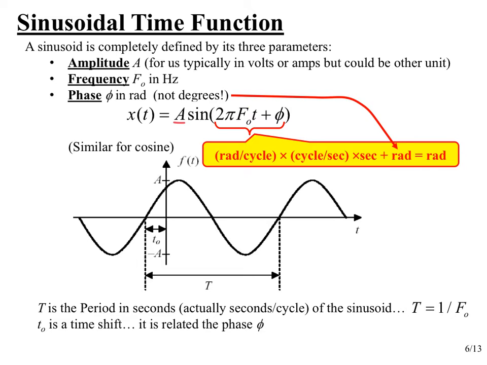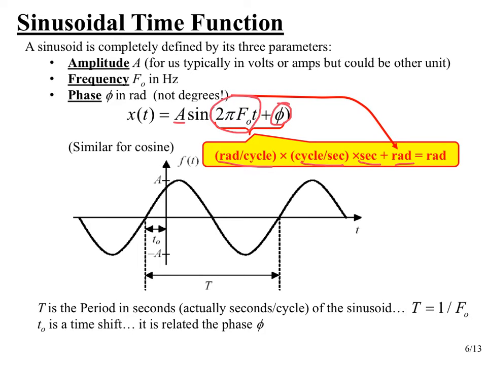So the 2 pi f0 must be in radians per second, and from that we can work out that f0 itself must be in cycles per second. So then we basically have radians per cycle times cycles per second times seconds. The 2 pi is in radians per cycle, the f0 is in cycles per second, the t is in seconds. If we look at all of those units, the product gives us radians. The phase is in radians. So the whole argument of any sinusoid, whether it's a sine or a cosine, must be in radians.